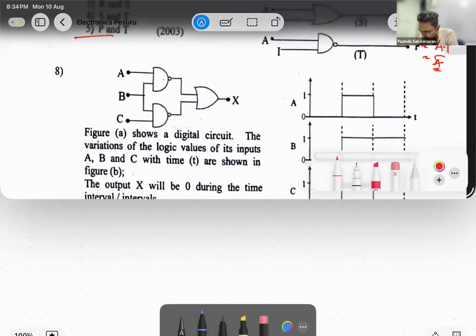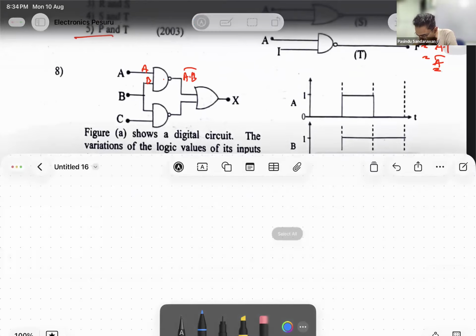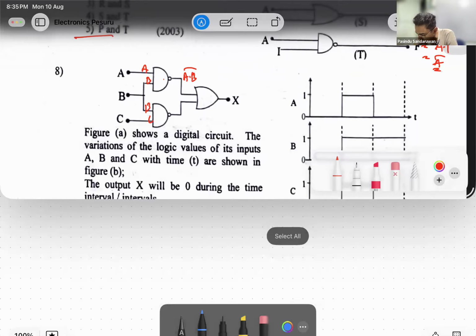Then this is an AND gate. A and B are coming in. Then the output here is A dot B bar. And B and C are coming in here. Then the output of this one is B dot C bar. Then what about X? X is A dot B bar plus B dot C bar. Now, you can simplify this a bit.